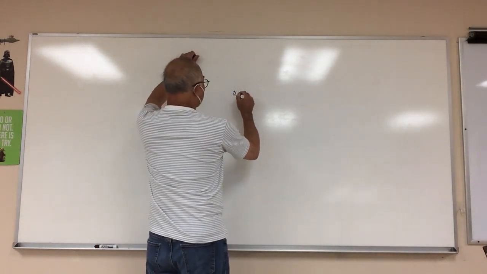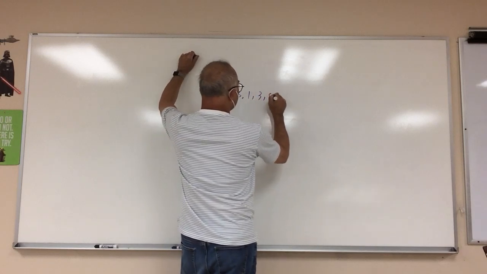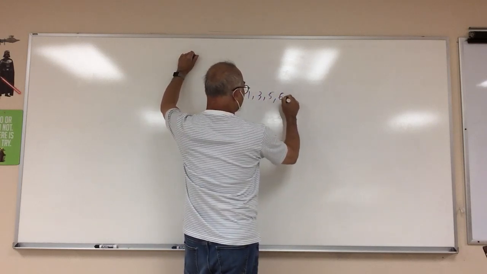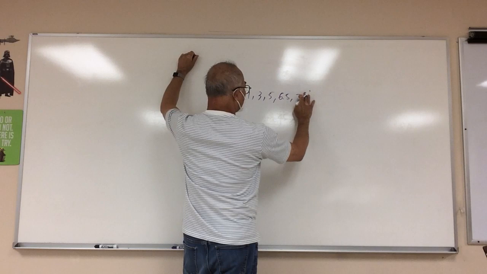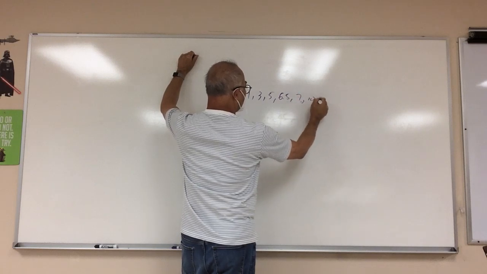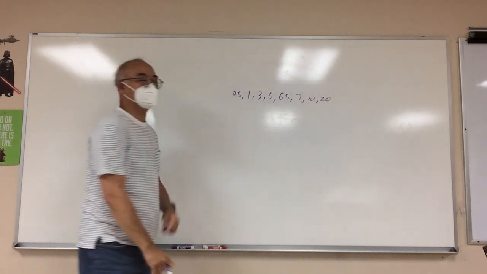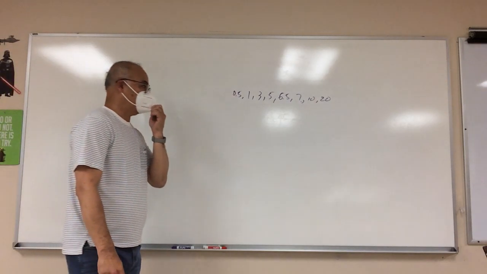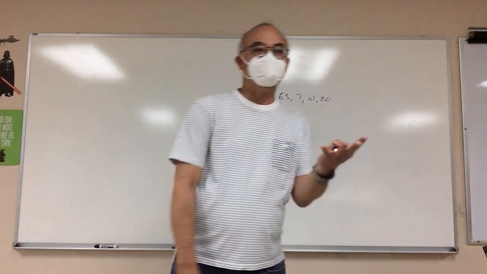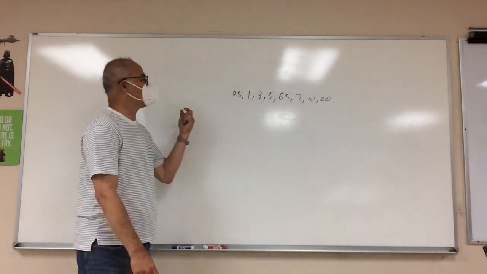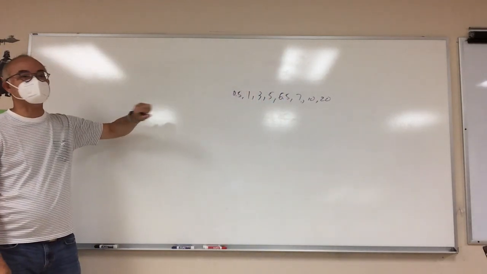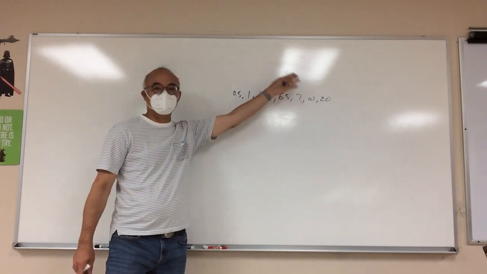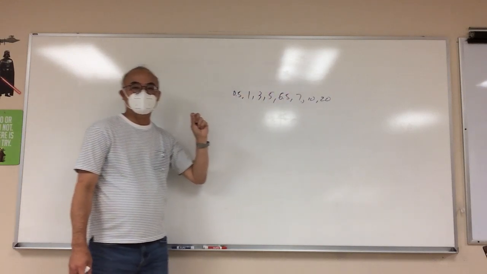Let's go back. I had 0.5, 1, 3, 5. Let's say this way back. Okay? So we talked about the mean, median, and mode, which is basically the three different ways of describing the center of this data set.